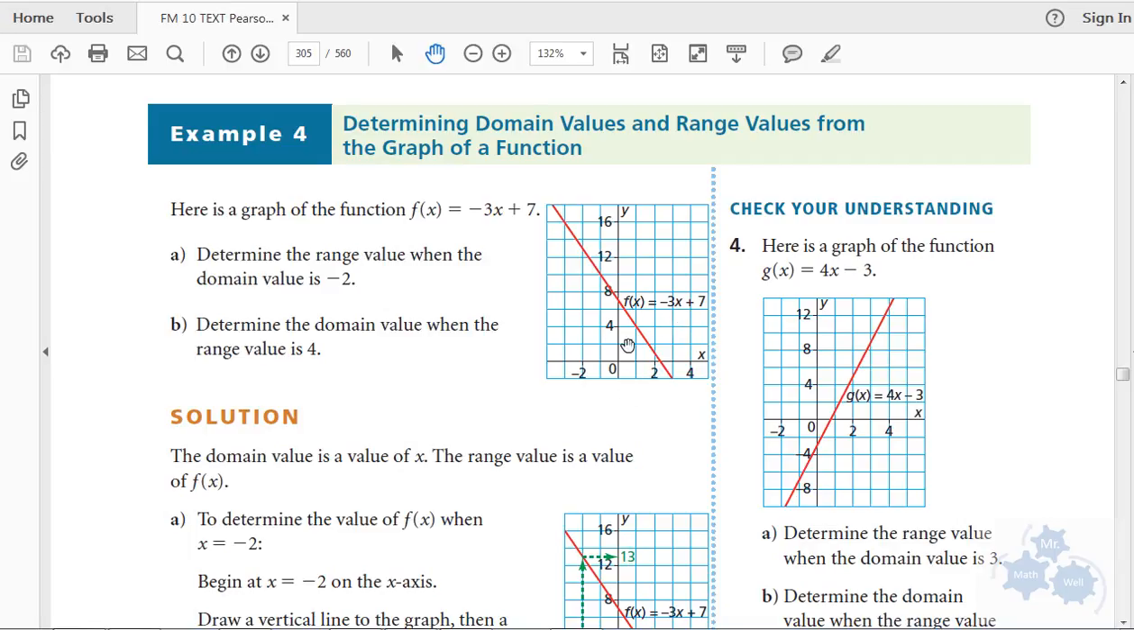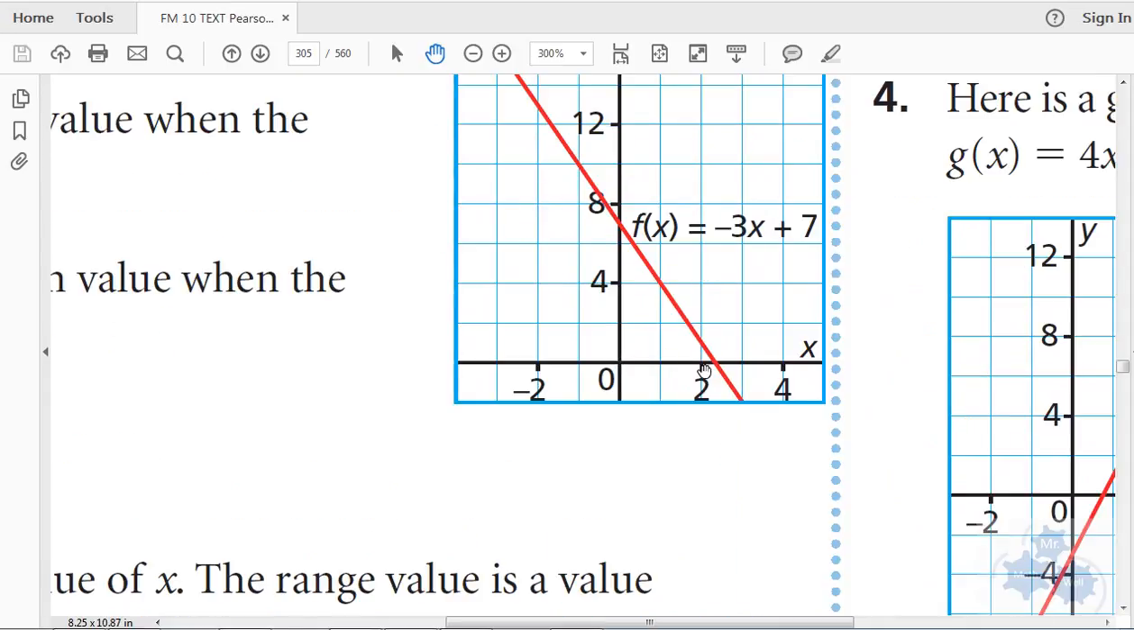Okay, if you plug a number into x, then it should relate to the y value. So if x is 2, negative 3 times 2 is negative 6, plus 7 is 1. So that looks like 1 right there. Okay, very good. Let me zoom in. Yes, you're right. Plug in 2, you should get 1. There's 0, 2, so 1 is right there.